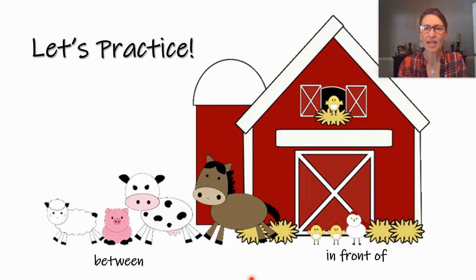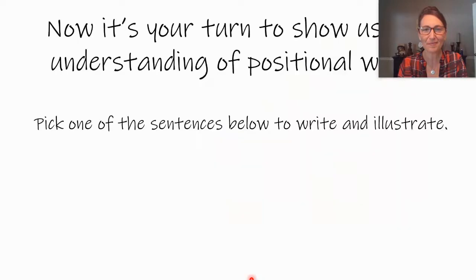Where is the chicken? Yes, the chicken is in front of the barn. One more. Beside. Who is the horse beside? Yes, the horse is beside the cow. All right, now it's your turn to show us your understanding of positional words.